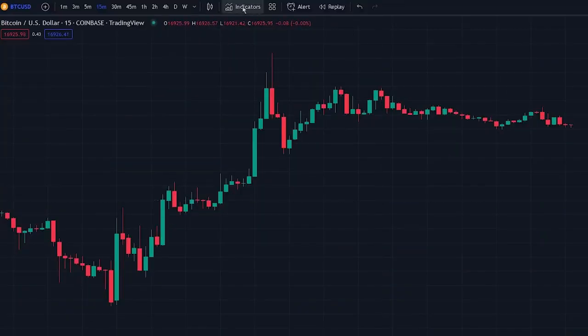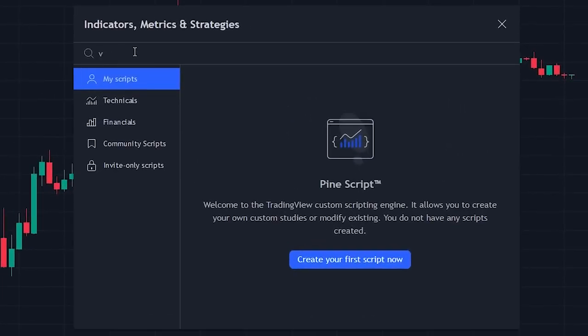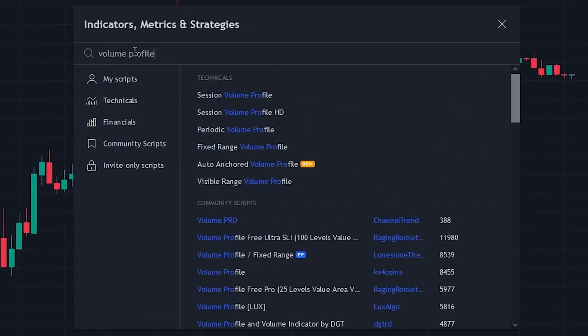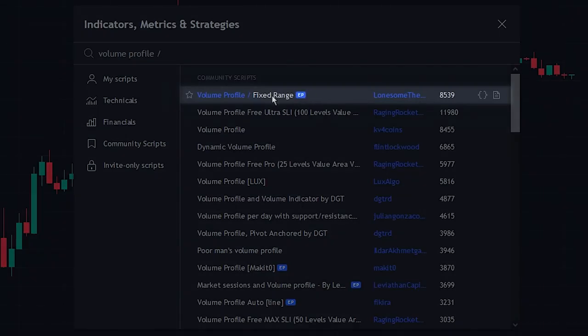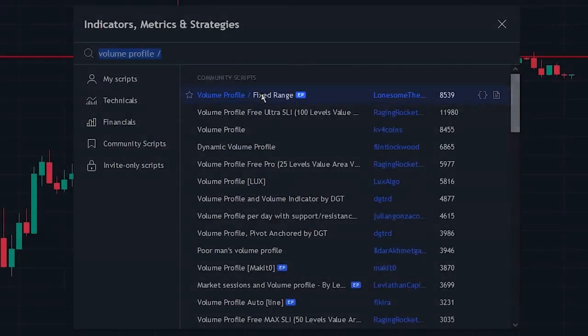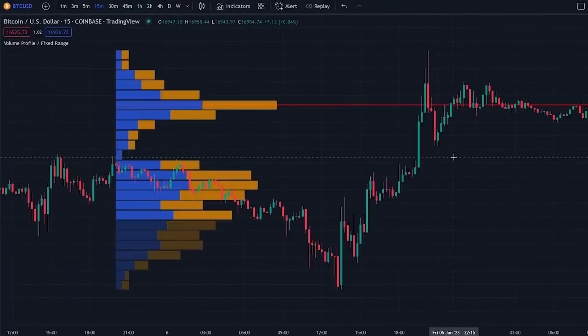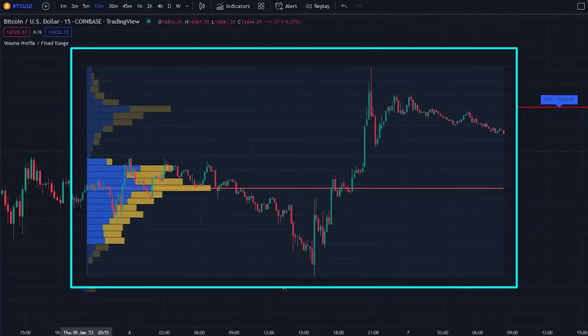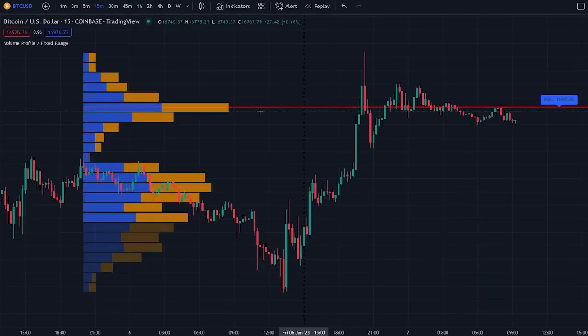Navigate to the Indicator Search tab and search for the Volume Profile/Fixed Range indicator. Select the indicator made by Lonesome the Blue. As you can see, the indicator is very similar to the Volume Profile indicator from TradingView. The indicator aims to show you the volume of the asset at certain price points.